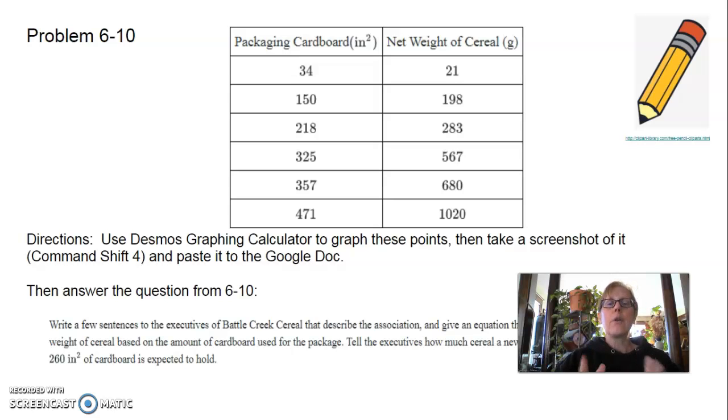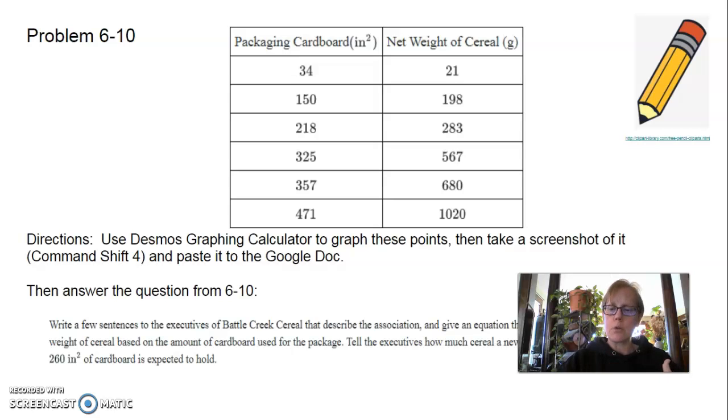The problem itself has to do with a cereal company, and one of their statisticians has taken some data down about different sized boxes and the amount of cereal that will fit in each in terms of weight. They're probably trying to figure out how much cardboard they need to order and trying to take a look at their bottom line. So here's what I'd like you to do.